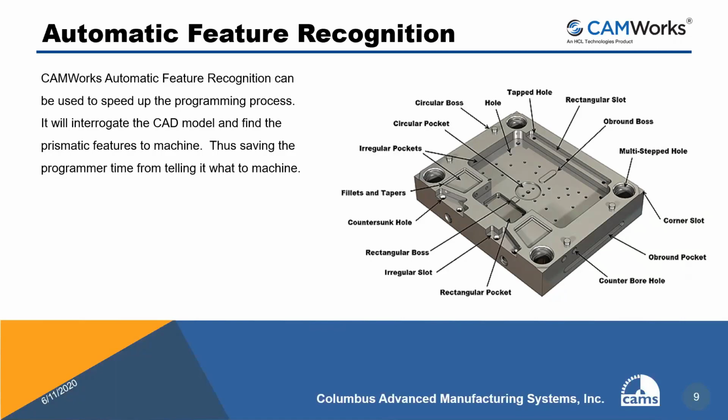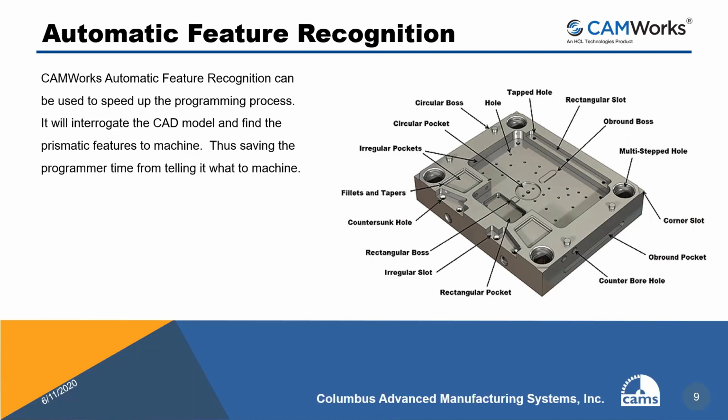And an example as I'm walking around this part here: rectangular pocket, counterbore holes, and they can be in different orientations. It'll pick up different setups there. The odd brown pocket, corner slot, multi-stepped holes, odd brown boss, rectangular slot, tapped holes, and holes. So that's a general overview of the features that it finds automatically with the click of a button.